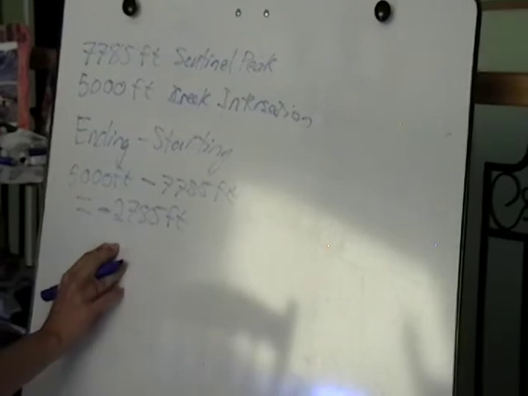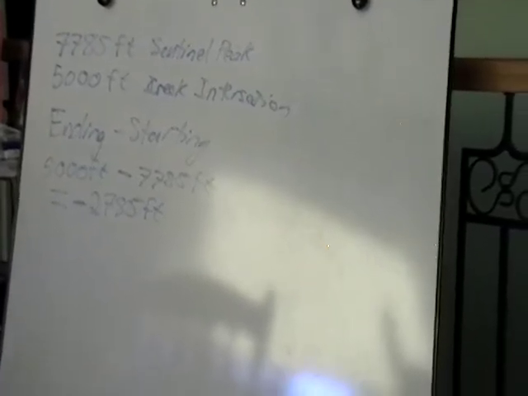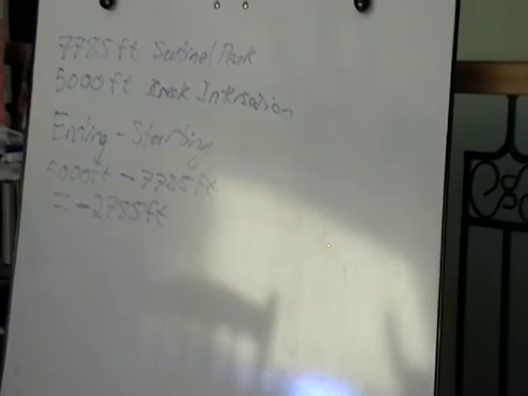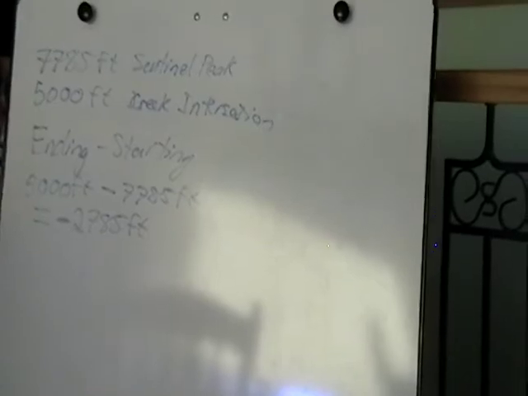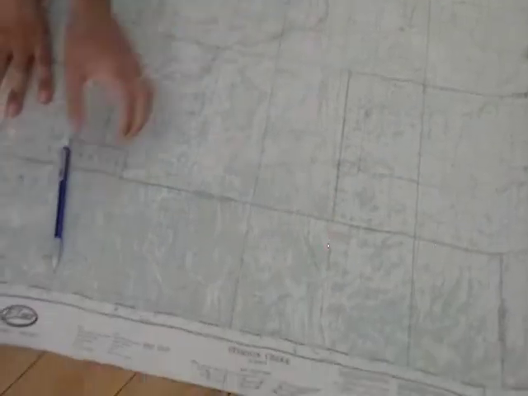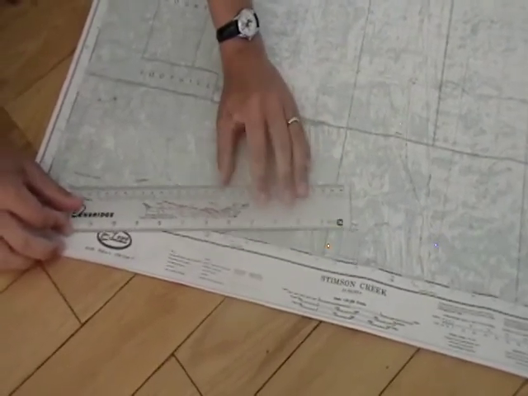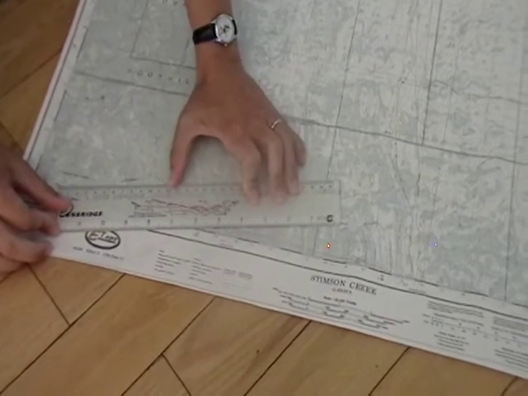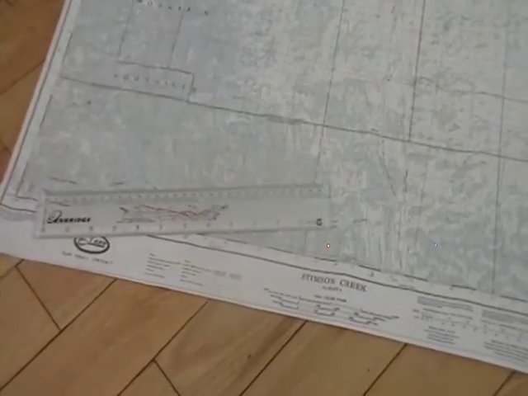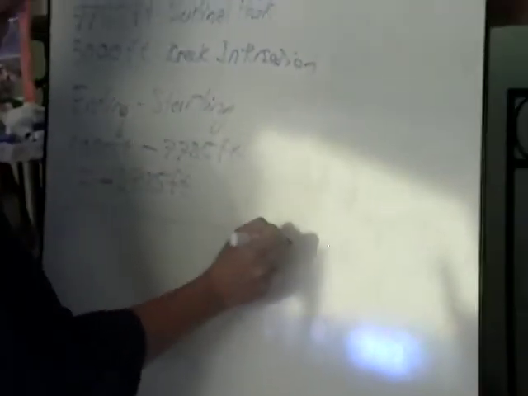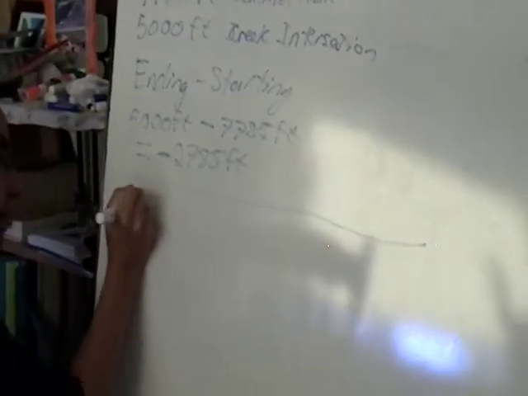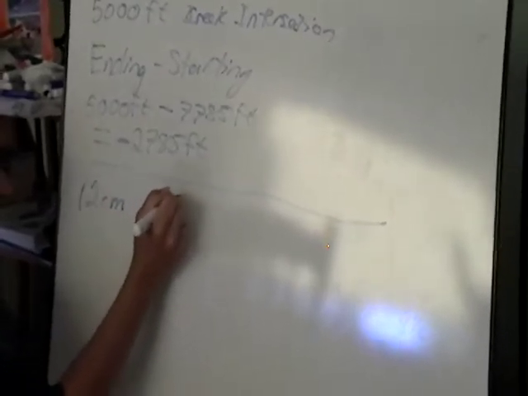So this is my elevation change. Now that I know my elevation change for my slope, I need to know the distance, and the distance needs to be ground distance, not just what's on the map, because the map is scaled. So now we can go back to the map and deal with the scale. I measured from Sentinel Peak to my intersection, which I've drawn out, and it is exactly 12 centimeters. My scale is 1 to 50,000.